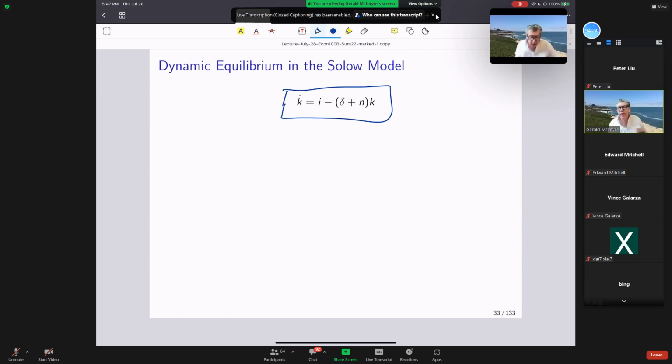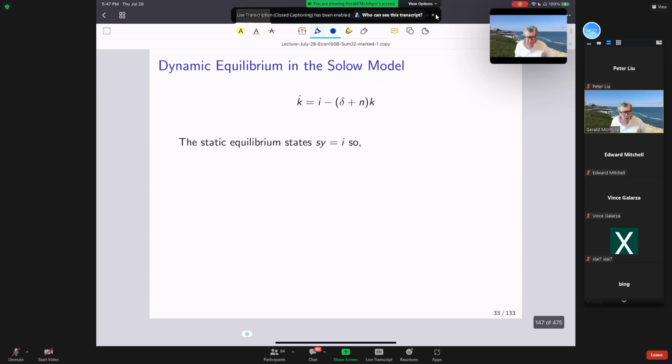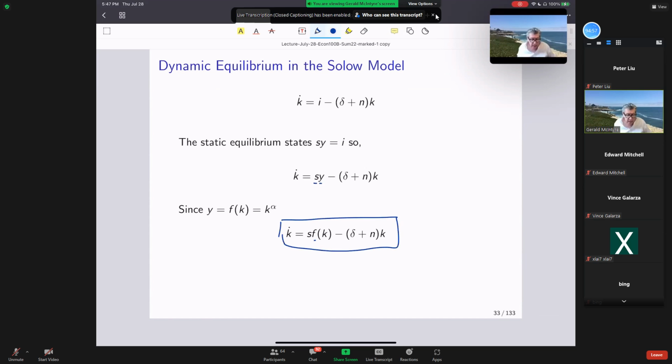We can do a little bit more with this. Recall that the static equilibrium says that savings is equal to investment in per worker terms. So I can replace this small i with s times small y. And so I get this. And remember that small y is equal to f of small k, which is k to the alpha. So I'm going to make those two substitutions here. So k dot is equal to s times k to the alpha minus delta plus n times k.